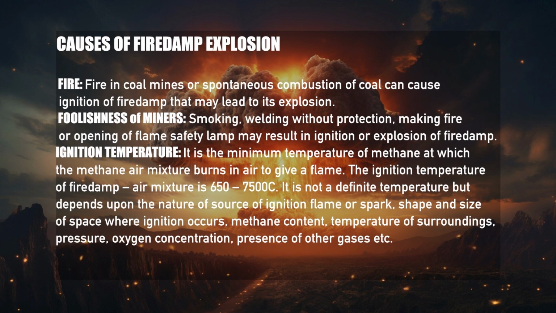Now come to ignition temperature. Ignition temperature is the minimum temperature of methane at which the methane air mixture burns in the air to give a flame. The ignition temperature of fire damp air mixture is 650 to 750 degrees centigrade. This means for fire damp explosion, the source of temperature should be between 650 to 750 degrees centigrade.